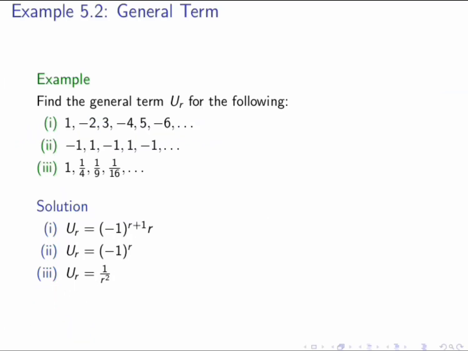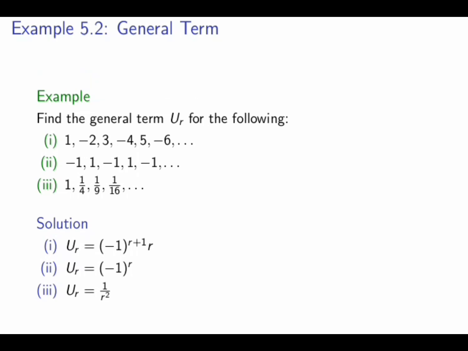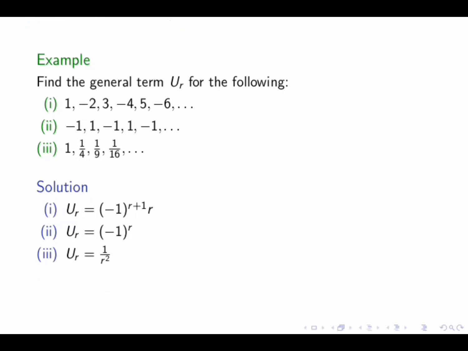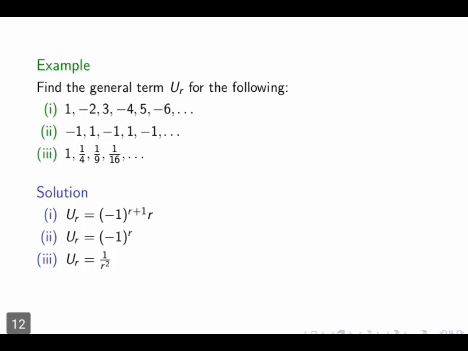Now, still on general term, the examples we have here say that we should find the general term u_r for the following. There are some sequences where it is very easy to note their differences. For this one, you see 1, the next is minus 2, then 3, then minus 4, then 5, then 6. The first thing that comes to your mind is that there is a reoccurrence, a jumping of values. I mean, positive, negative, positive, negative, positive, negative.